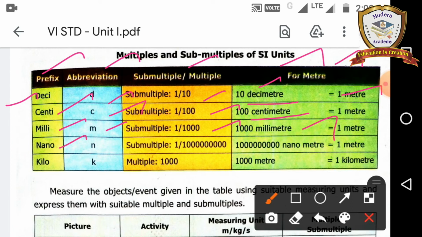Next one, nano, abbreviated as n, submultiple 1 by 1 followed by 9 zeros. Here you have to write 9 zeros. Okay. Here also 1 followed by 9 zeros. Nanometer, that is equal to meter. Last one, kilo, abbreviated as k, multiple 1000 meter equal to 1 kilometer.